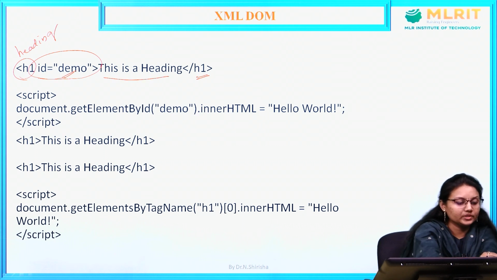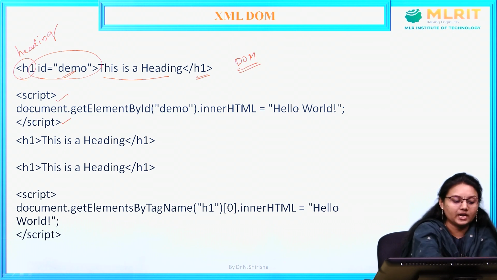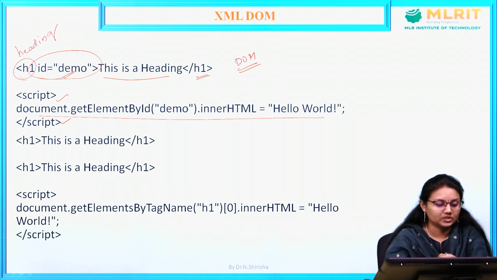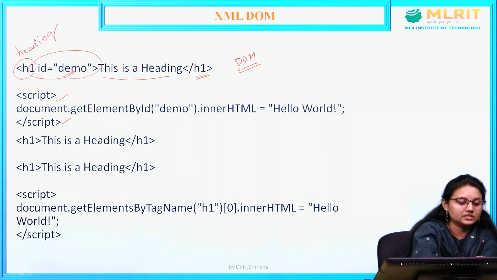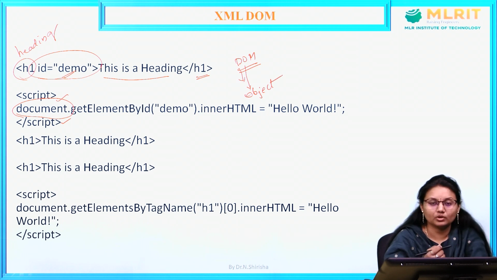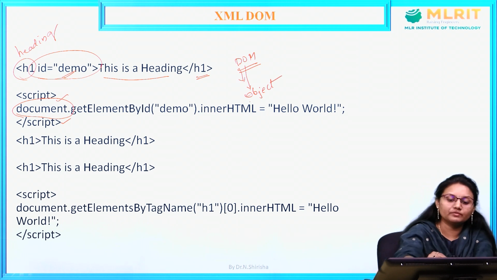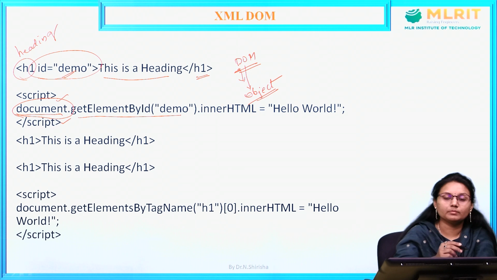Here a script is there. In DOM, we use JavaScript. In between the script tag, you will write the DOM line. What is the DOM statement? Document dot getElementById. What is this document? We are calling this document an object. When we want to change the document element or document content, we define an object of document. So, document is the object, dot getElementById.